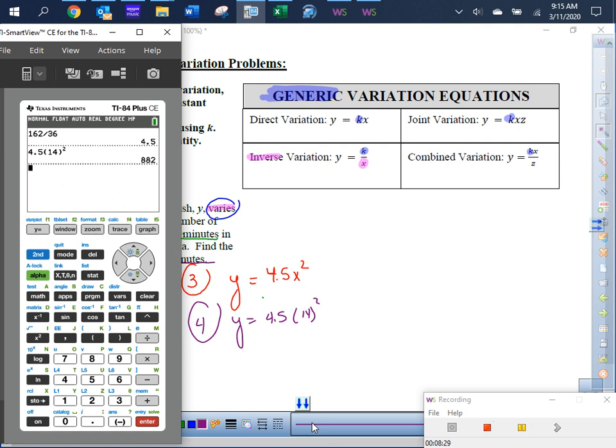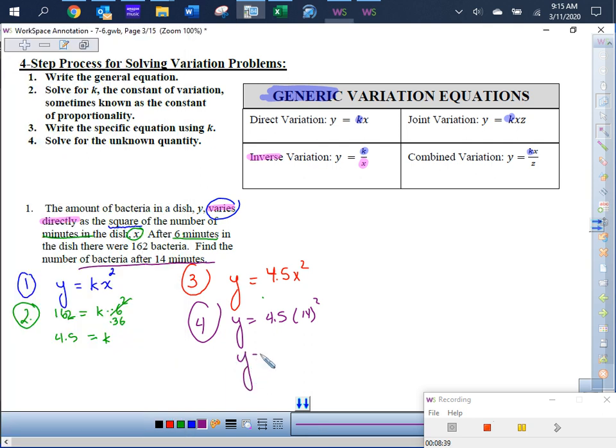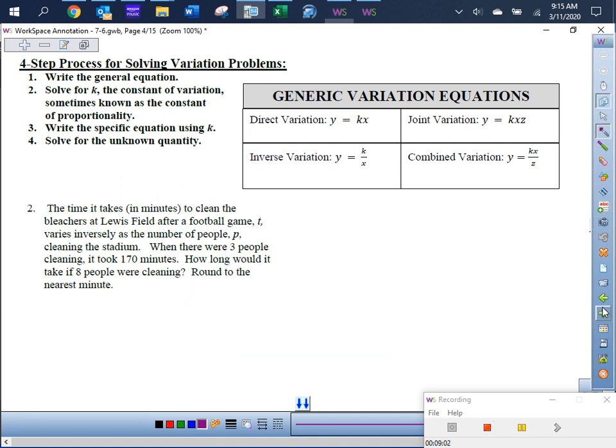And I got 882. Let's label it also. 882 what? Bacteria. So one little story that goes along with it. That was a direct relationship. As the time increased, the number of bacteria in the dish also increased. But it didn't increase linearly. It increased squared, like quadratic in that case. So that was direct. Let's check this story out.